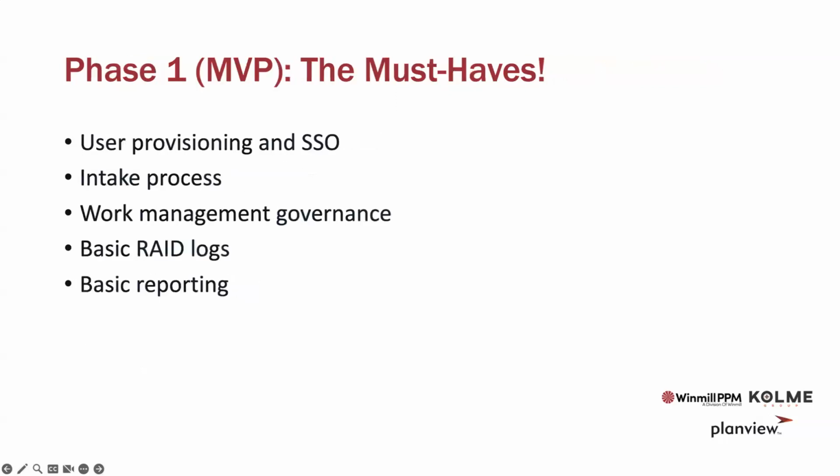All right, so now we've got the why, the what, a little bit of the how. Let's talk about why we're going to put certain things in the MVP, the minimum viable product, or your phase one, versus why other things might be better off slated for later phases. And the very first thing I'm going to talk about here is user provisioning and SSO. Now, not everyone knows SSO. That's an acronym that stands for single sign-on.